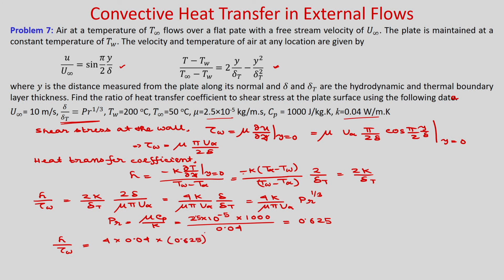So, h by tau w will be 4 into thermal conductivity 0.04 into Prandtl number to the power 1 by 3 divided by mu. So, mu is given as 2.5 into 10 to the power minus 5, then pi into u infinity. So, u infinity is given as 10 meter per second. Okay. So, this is into 10. So, if you calculate it you will get 174.18 meter per second into Kelvin. So, now we have found the ratio of heat transfer coefficient to the shear stress, okay, at the wall. Thank you.